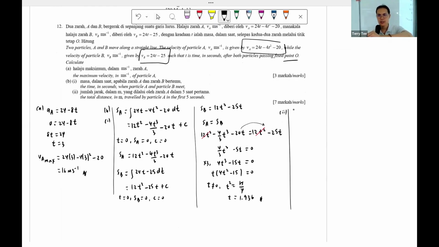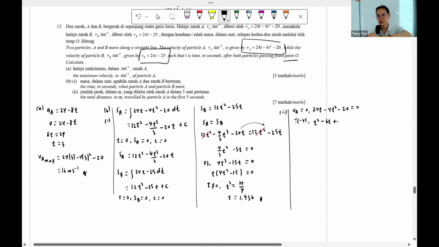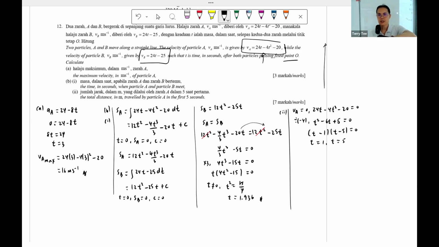Va equals 0. So take 24t minus 4t squared minus 20, let it be 0. For me, I'll divide by negative 4 to make the number smaller: t squared minus 6t plus 5. So notice we can factorize it, 1 and 5. So your t is either 1 or 5. The particle actually changes direction twice. Today if I take this graph and I sketch it, the graph actually looks like this. This is 1, this is 5.